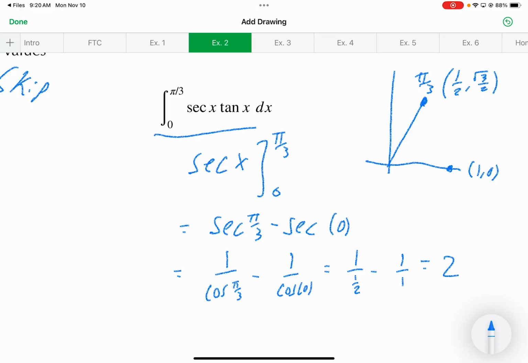What'd I do? 1 over 1/2 is 2. 2 minus 1 is 1. Oh, there's a 1 there, isn't there? Yeah. All right. I just wasn't done writing. 2 minus 1, and then we get a value of 1. There it is. Yep.